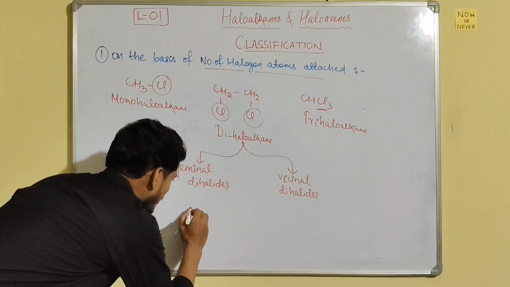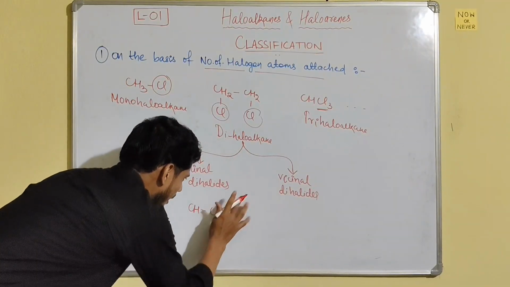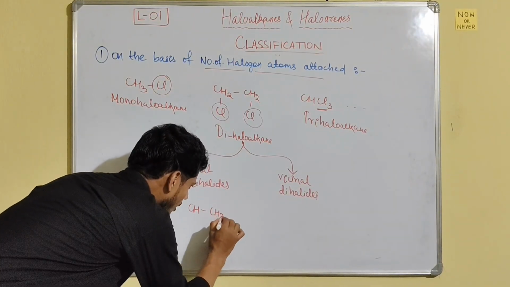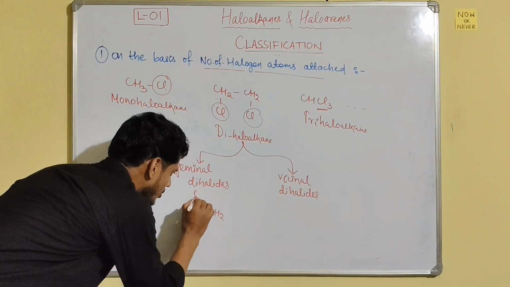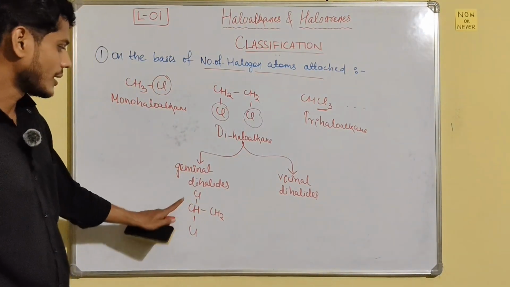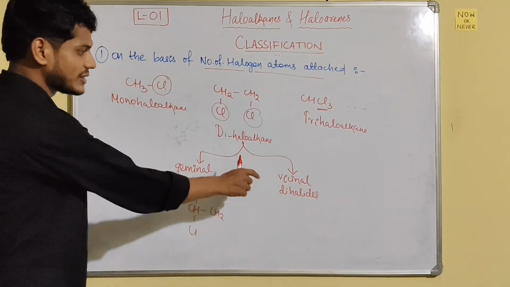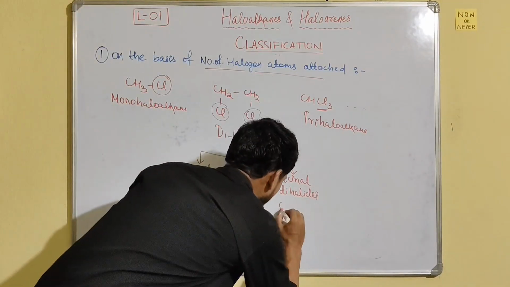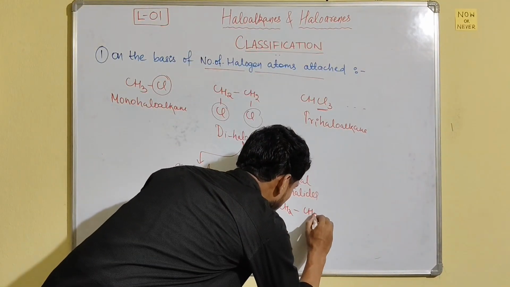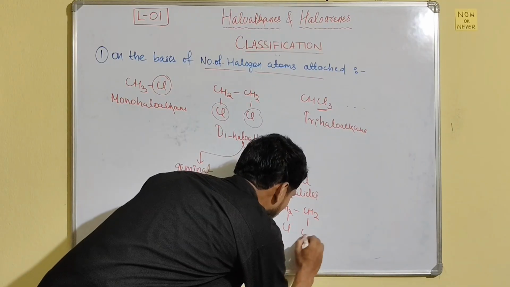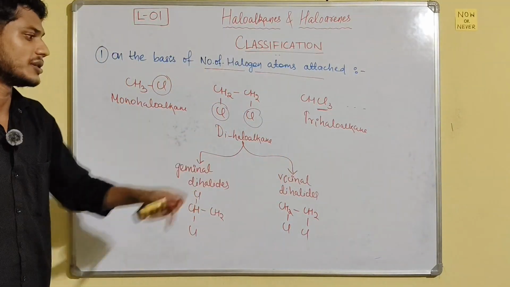In geminal dihalide, the halogen groups will be attached to a single carbon. So see here, both the halogen groups will be there. It is called geminal dihalide. In the single carbon, two halogen groups will be attached. But vicinal is this. That means in adjacent carbon atoms, meaning nearby carbon atoms, both the halogen groups will be attached. So this is your vicinal dihalides.